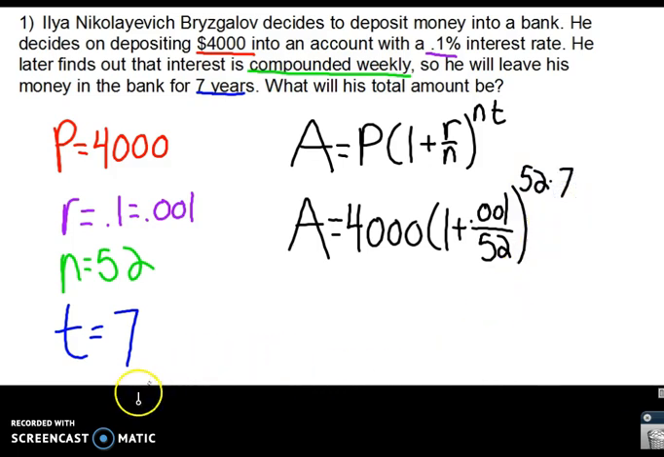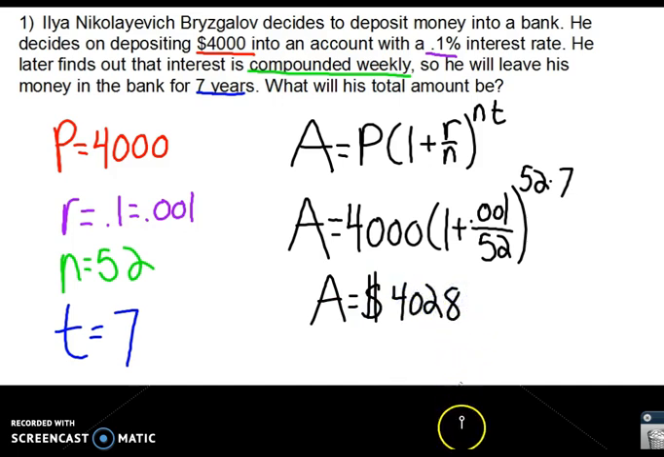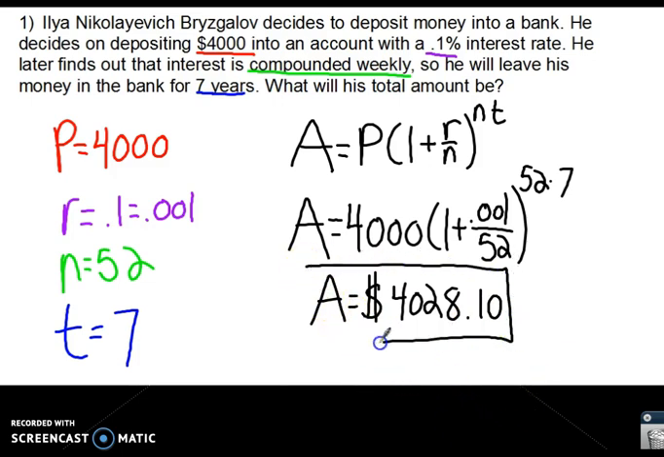All right. And so then we go ahead and fill it out. Now, what you end up getting here is A equals, don't forget your dollar sign, 4,028.097. So if you round it to 0.10, perfectly fine, since it would be 0.097. Now, why am I rounding it to 2 decimal places? Because it's money, folks, and we don't round to odd numbers like 3 decimal places with money.